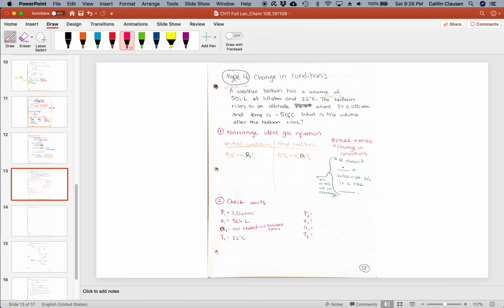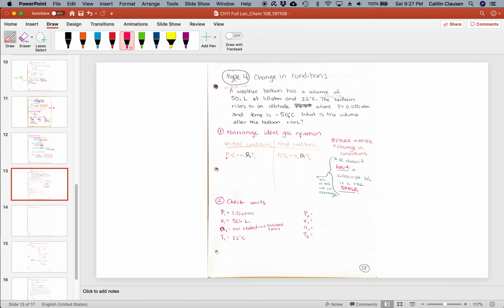So in this case, R doesn't have a subscript because it is the same. We can define these initial conditions as P1, V1, initial pressure and volume, is equal to the initial number of moles times the gas constant times the initial temperature. And then you define your final conditions just with different subscripts. But R doesn't get subscripts because it is the same always and forever.